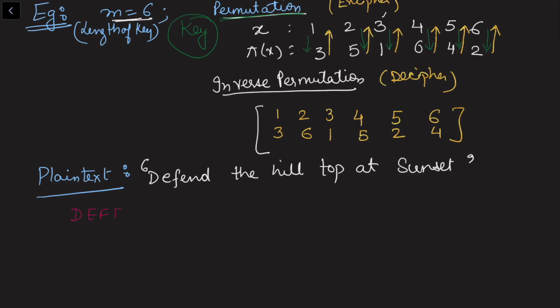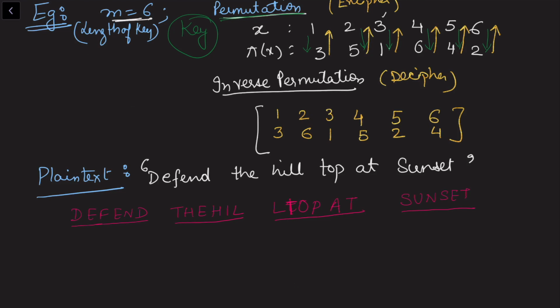So D, E, F, E, N, D. This is the 6 letters. Then I'll consider the next 6 letters: T, H, E, H, I, L. So the hill, and one L will go with the other letters: L, T, O, P, A, T. So this is 6 letters, and then at the end S, U, N, S, E, T. So we got now blocks of 6 letters, and now we want to rearrange these with the help of the mapping.